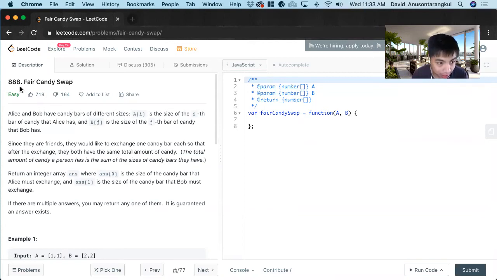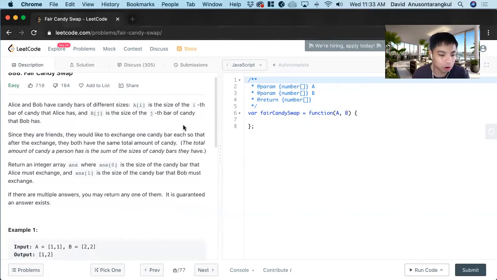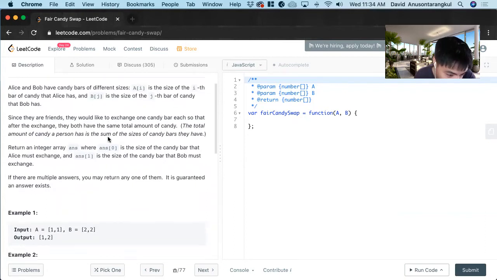Today we're going to do number 888, Fair Candy Swap. This is an easy level problem. I'm going to solve it in JavaScript. This problem was one of those problems where you read the prompt and you don't really understand what it's asking, and it will probably take you a couple of reads to understand it.